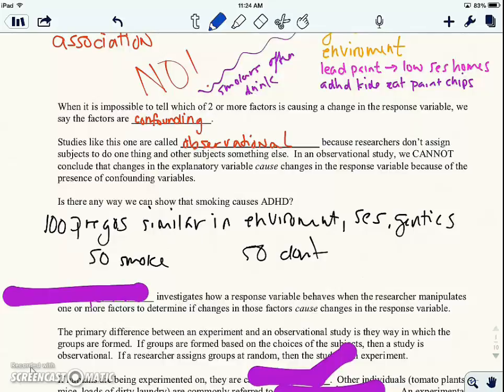Is there a way to show that smoking causes ADHD? Yes. If we were horrible people, we could do an experiment. So let's say we have 100 pregnant women that come from similar environments, socioeconomic statuses, and genetics, and we told 50 of them to smoke and 50 of them not to smoke. And then we look at the outcome of their pregnancies and of their children. That could be a cause and effect experiment. But sans telling a pregnant woman to smoke, we'd have to do an observation.